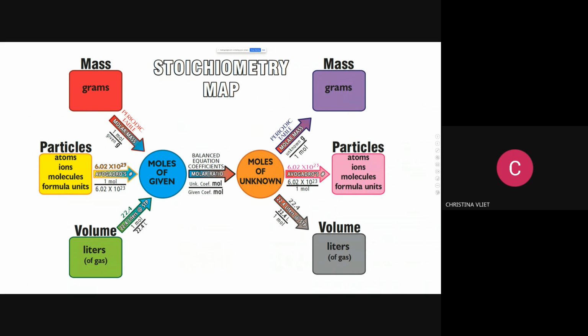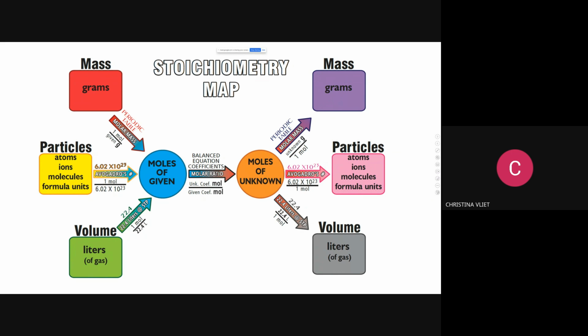What if I gave you liters at STP and I asked you for molecules? Could we do that? We could do that because you could change the volume in liters to moles. Then you could change moles of whatever you have to moles of what you're looking for.